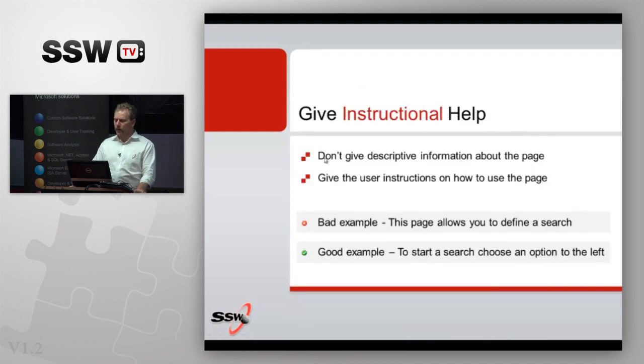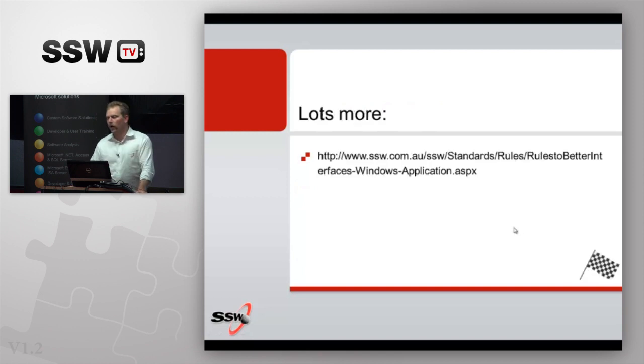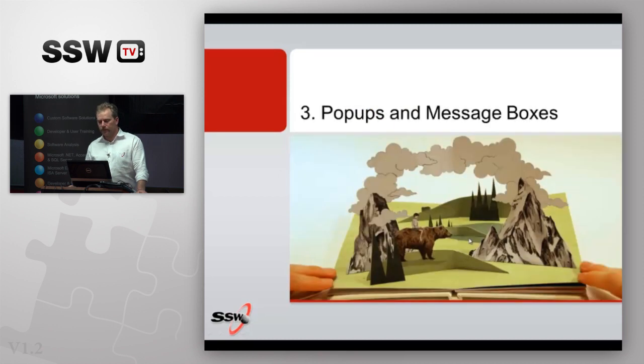Instructional help. Don't give lots of descriptive information. Give them what they need on how to use it. I don't like seeing instructions at the top that say, this page allows you to define a search. It's better to say, to start a search, choose an option on the left. At least you tell them what to do rather than what it does. Anyway, I've got probably 100 more Windows Forms ones if you want to check them out.